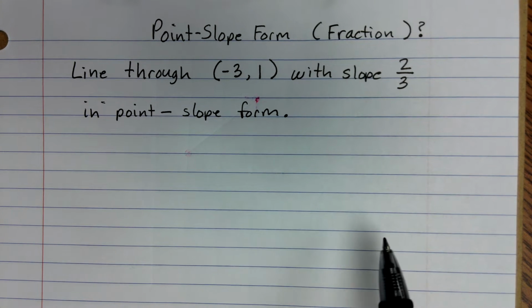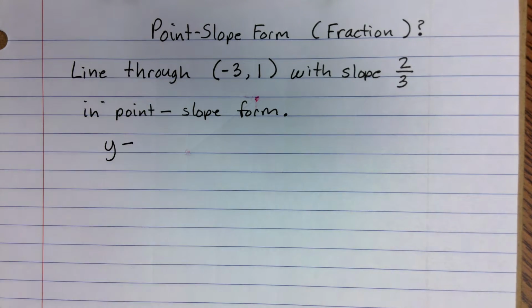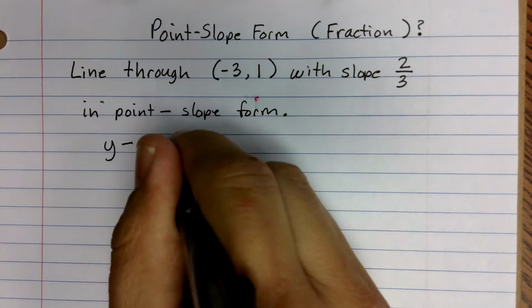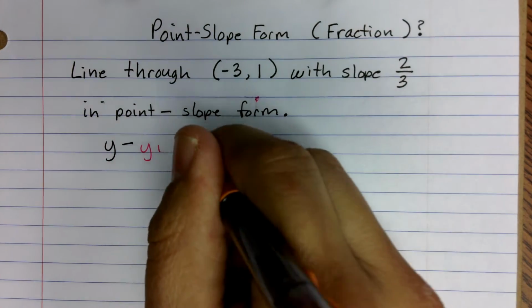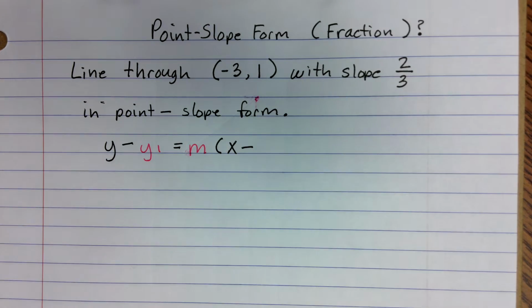Now the first thing you want to do is go ahead and write the point-slope form formula, which is going to be y minus y1 is equal to m times x minus x1.